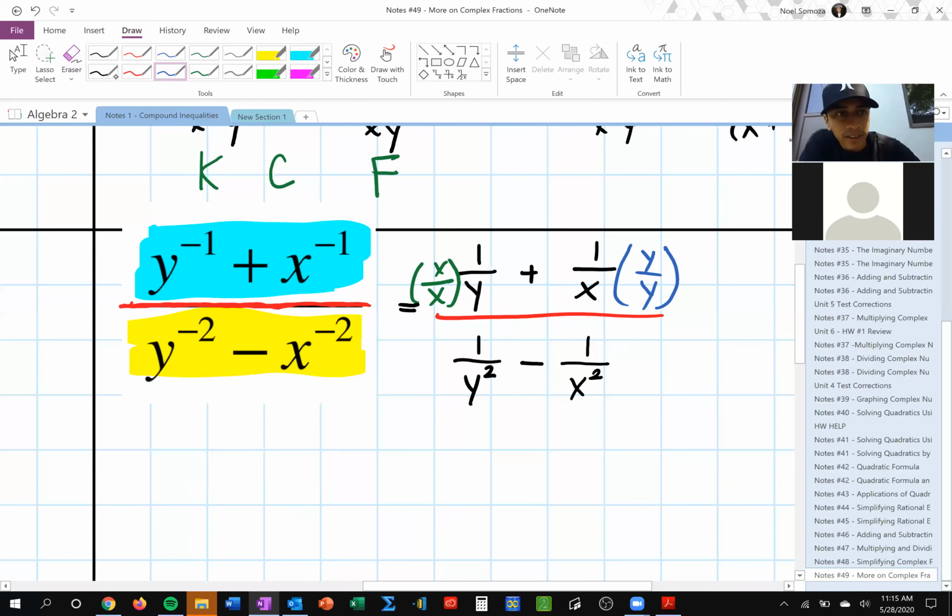I have the same issue in the big denominator. Look at this. I have y squared as a denominator and I have x squared. So they both need each other. I need to multiply this left one by x squared, and I need to multiply this right one by y squared.